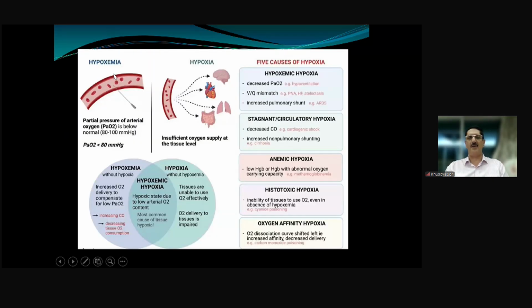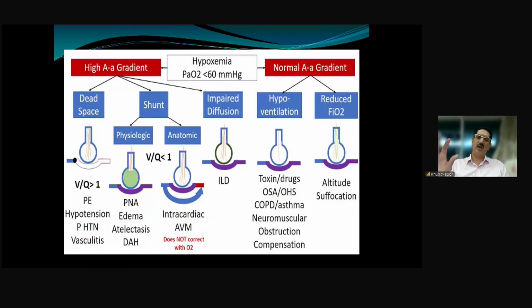So this is a graph which tells you about the 4 causes. And the 5th one is affinity, which is the oxygen dissociation curve. I'm not going into more details of this. I promise you, this is the last slide on this. So when the PaO2 is less than 60, we call it hypoxemia.